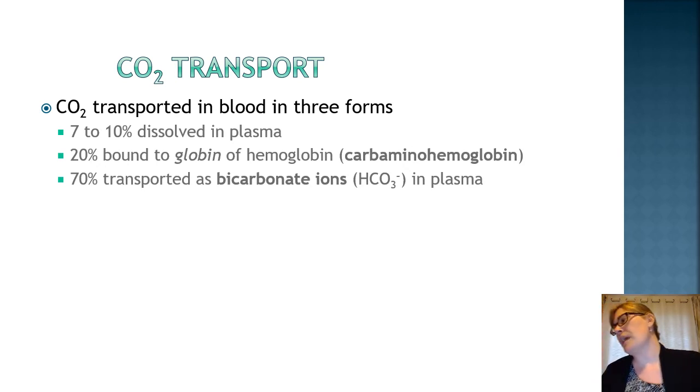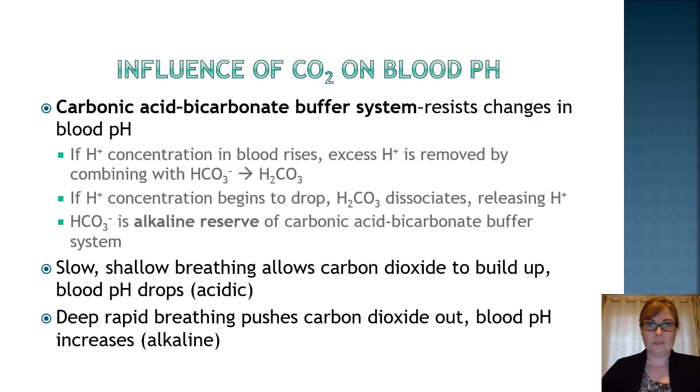Most carbon dioxide molecules entering the plasma quickly enter red blood cells. These reactions convert carbon dioxide to bicarbonate. All right, so there is a system called the carbonic acid bicarbonate buffer system. When you're talking about a buffer, it involves pH. Buffers are things that prevent extreme shifts in pH. So the carbonic acid bicarbonate buffer system resists changes in blood pH. Your blood pH has to stay between 7.35 and 7.45 always.